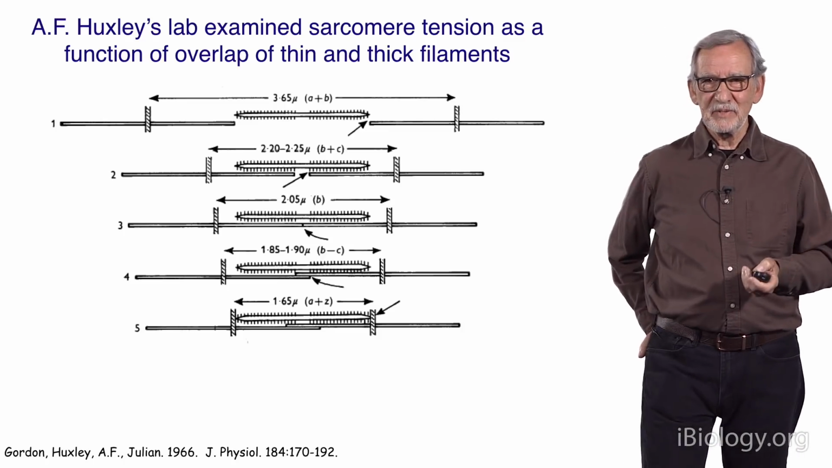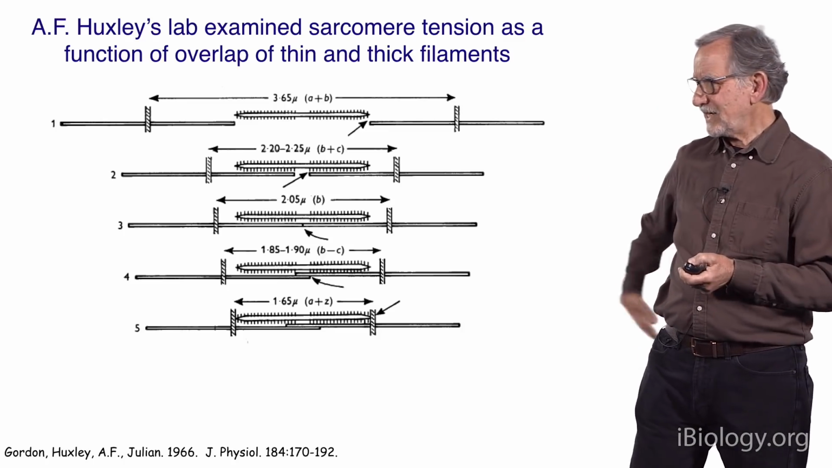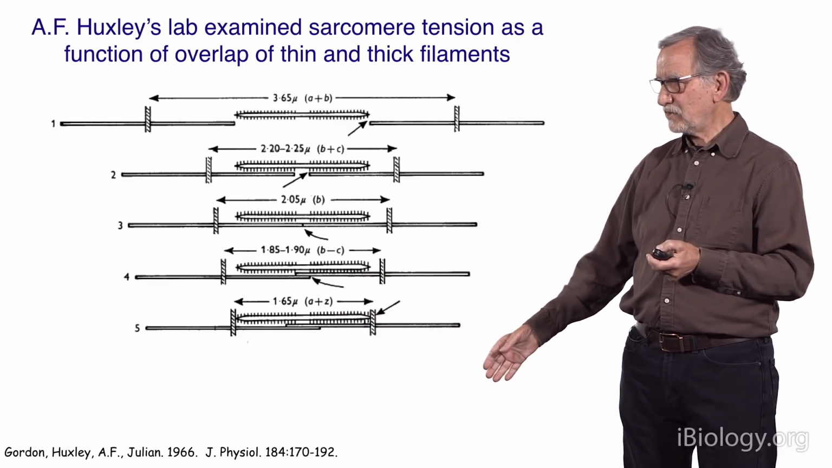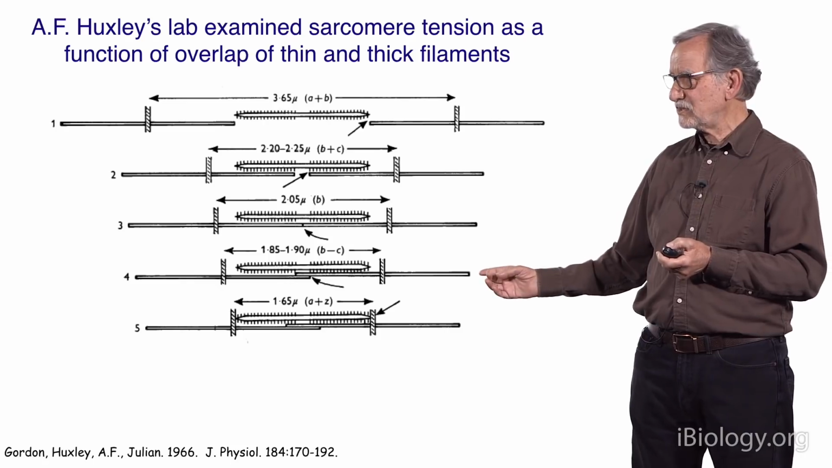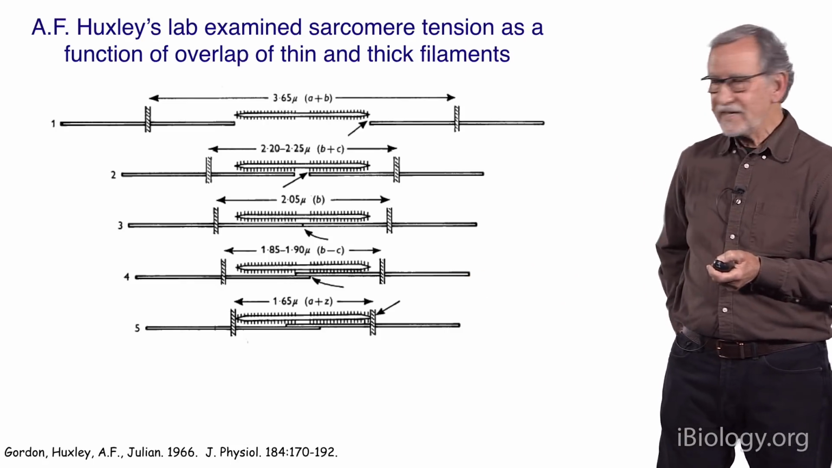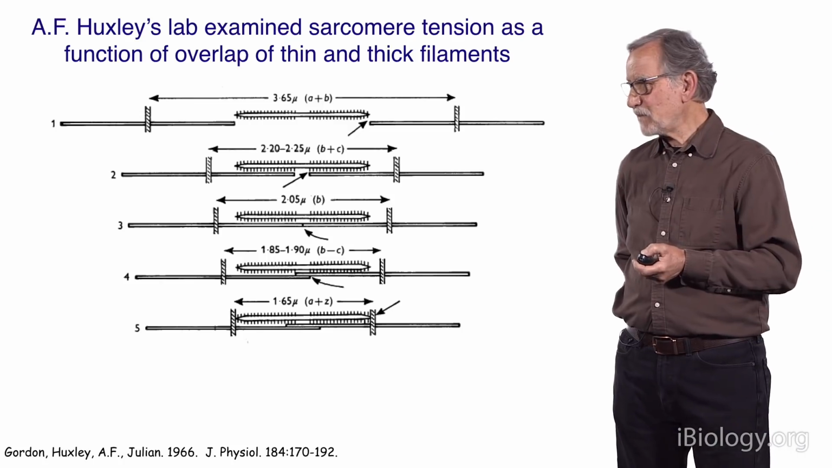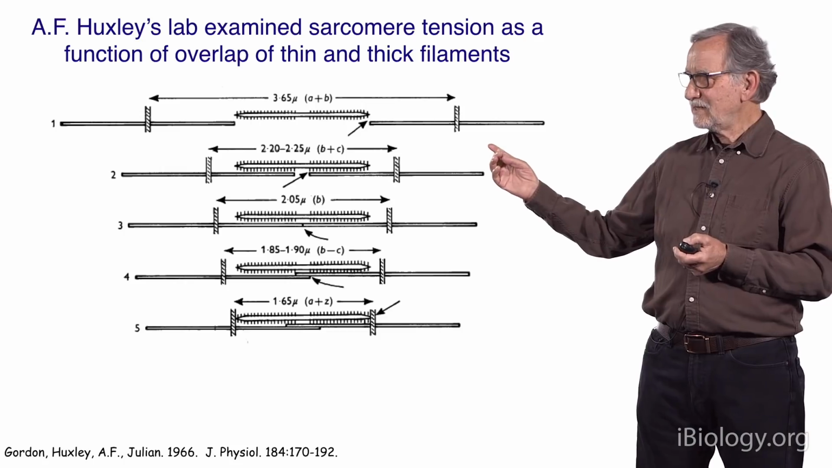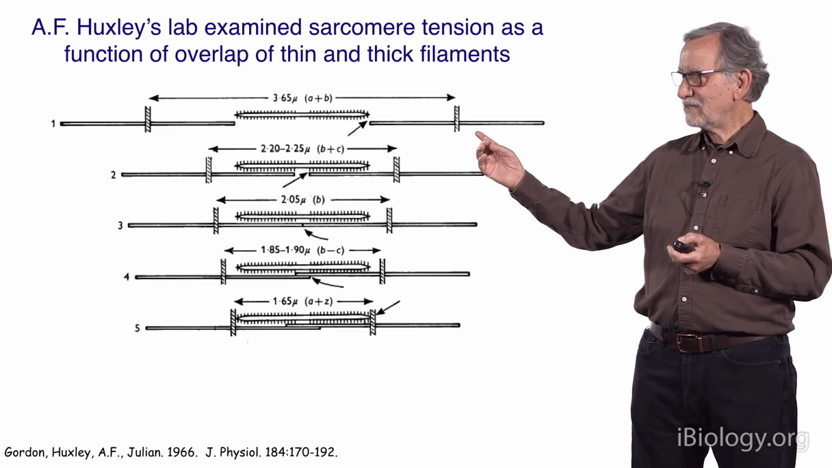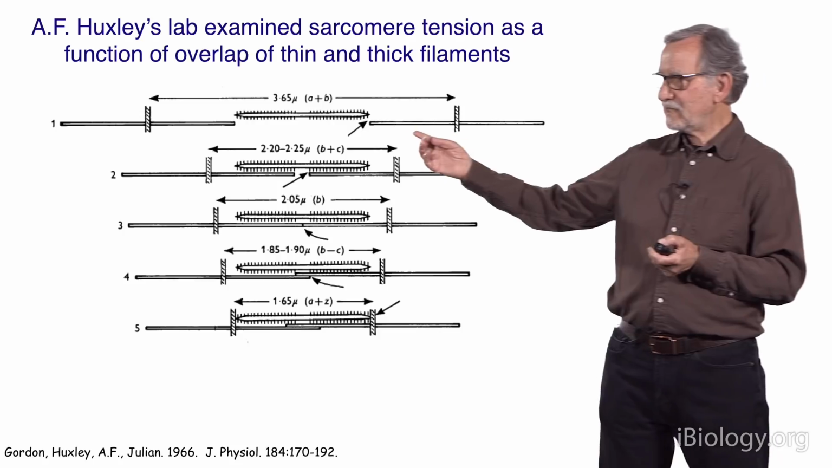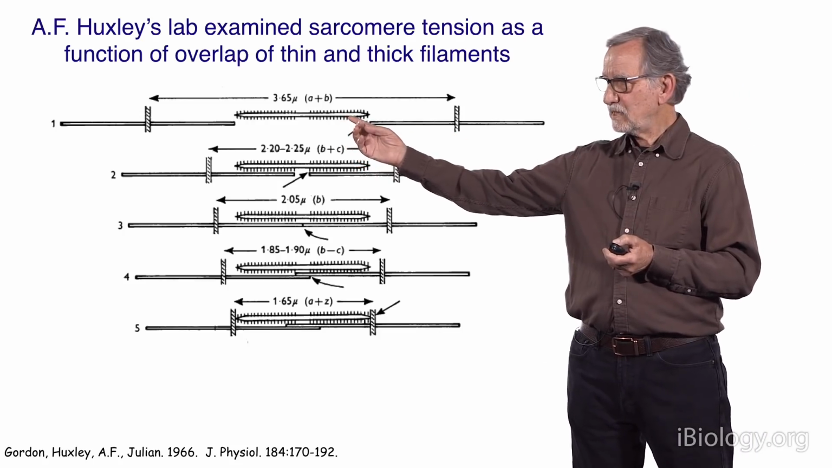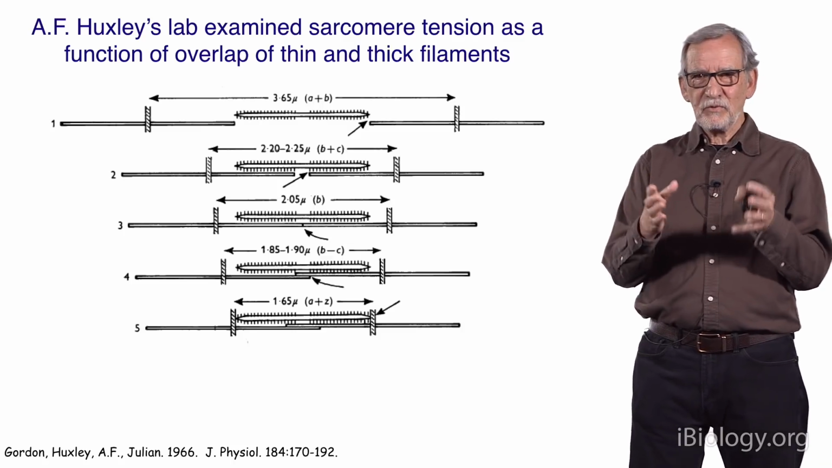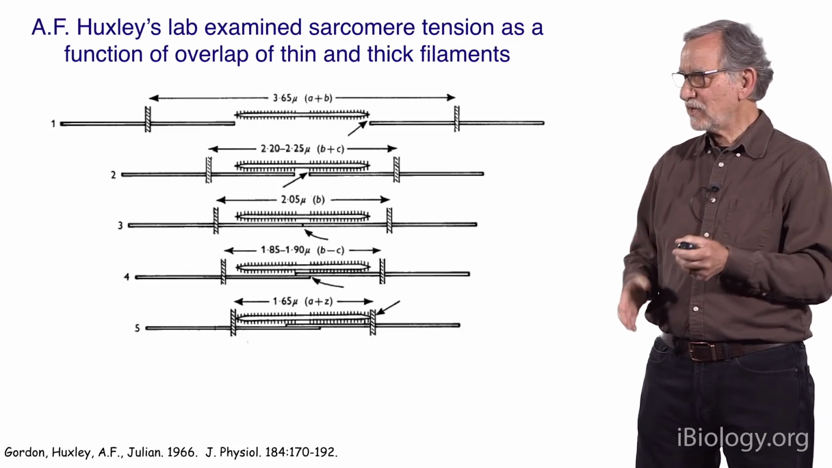Then another kind of experiment was done. And this now takes us to about 1966, okay? And that era. This particular paper that shows this image is from Gordon and A.F. Huxley, published in Journal of Physiology. And what they did was they studied the effect of the overlap of the thin and the thick filament in terms of how sarcomere tension or force production changes with overlap.